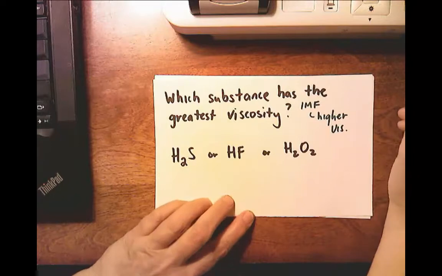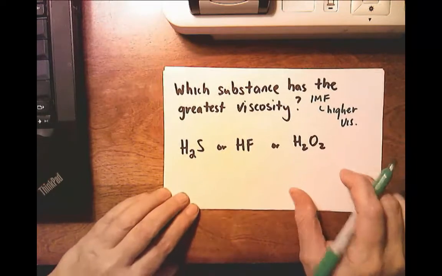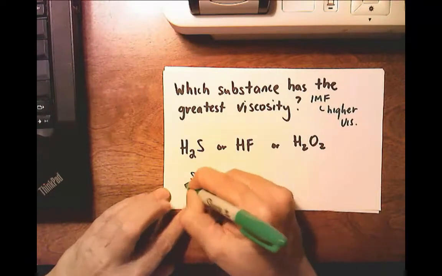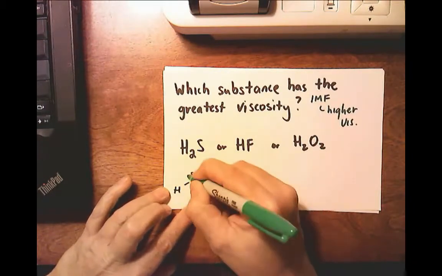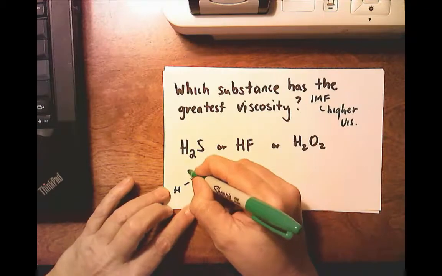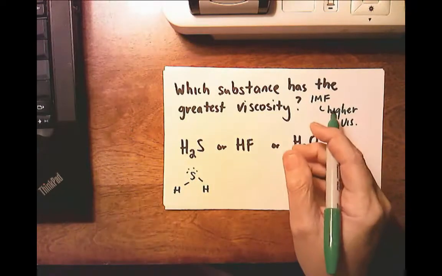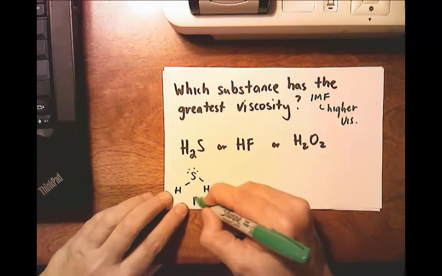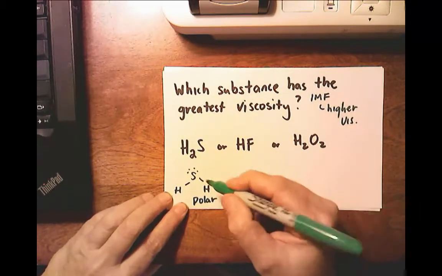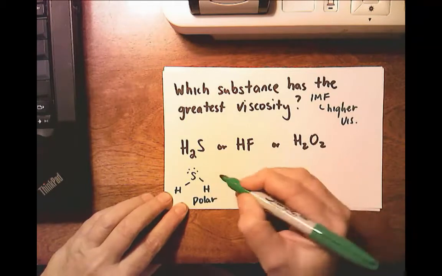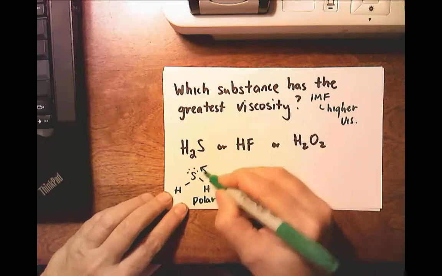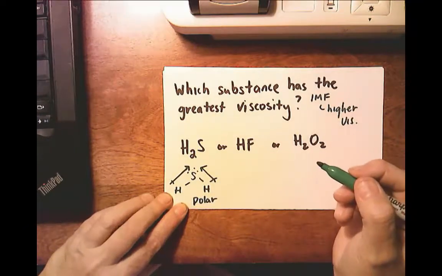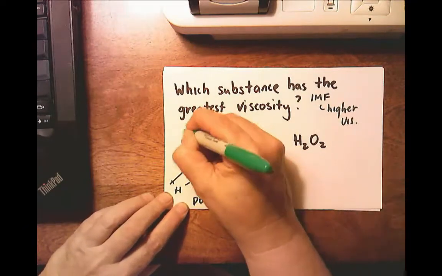Okay, so let's look at each of our substances. Hydrogen sulfide. What do we got there? Well, I'm going to draw the Lewis structure, and it is bent. Okay, so that makes it polar. So if it's polar, what kind of intermolecular force do we have? We have dipole-dipole.